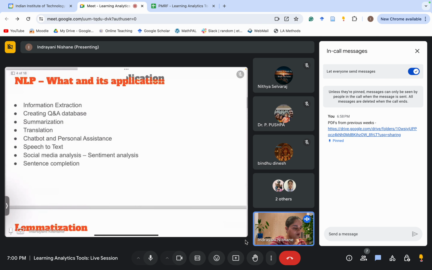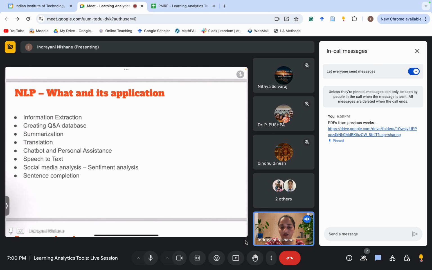We have all heard of large language models, which are also one of the applications of NLP. ChatGPT has proved that NLP can percolate to every aspect of our life. Similarly, even in learning analytics, NLP had percolated before ChatGPT, when large language models were not yet actively part of our day-to-day lives.